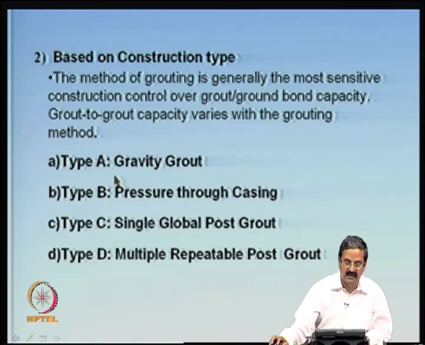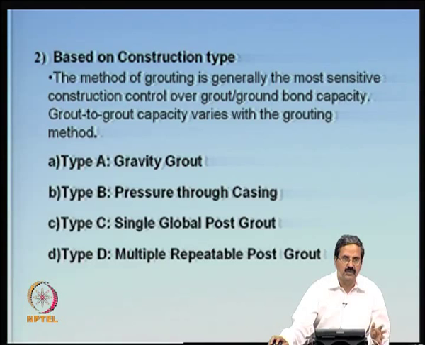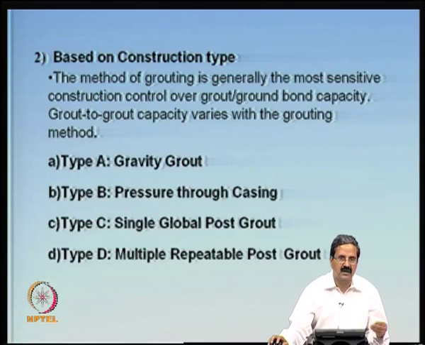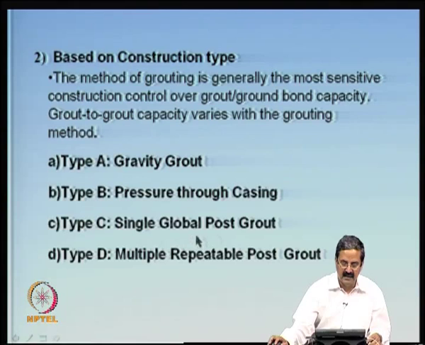So, you can have a gravity grout, where the grout is a cement mix, cement plus sand mix, like cement to sand 1:4. That could be the grout mix, and the water content could be a little high so that it has flowable properties. And you can have pressure through casing, then single global post grout, multiple repeatable post grout. You will see what this grouting is.